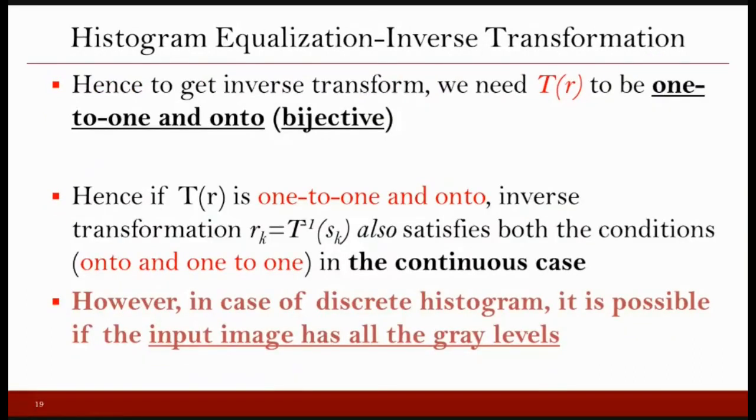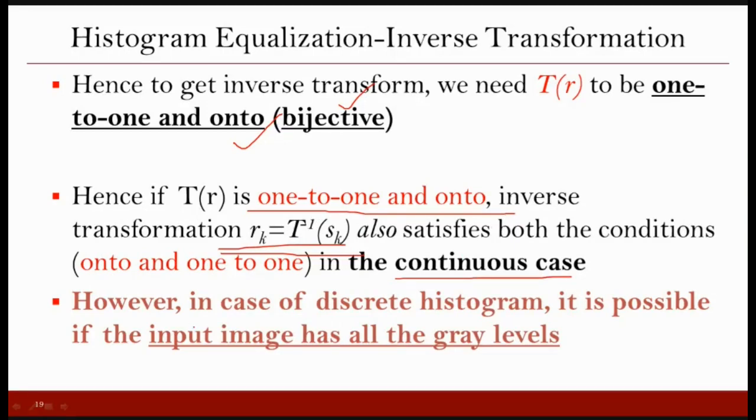So more precisely, we can say that we need to have a one-to-one onto function. Okay, or in other words, a bijective function. And when it is guaranteed that we have a one-to-one and onto bijective function, then we can say with confidence that the inverse will also exist. Okay. So in the continuous case, whatever we said is enough.